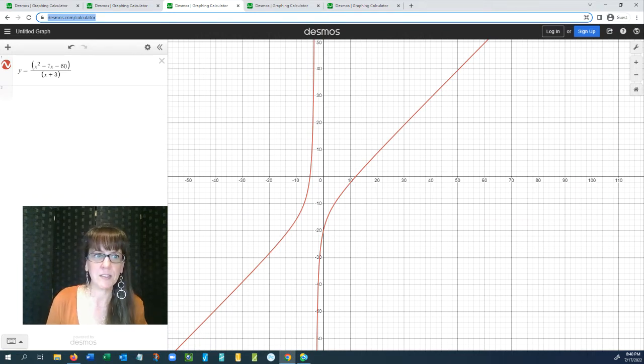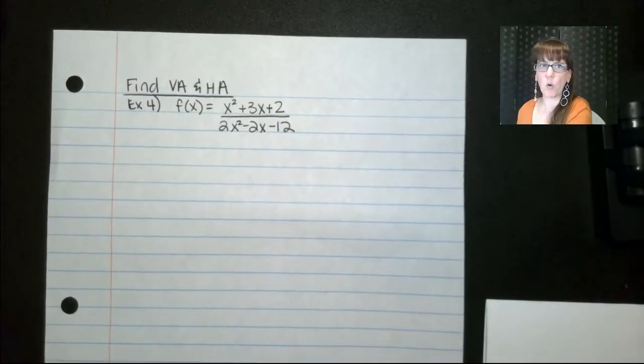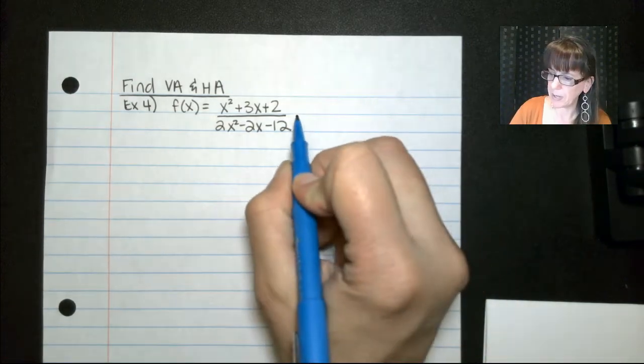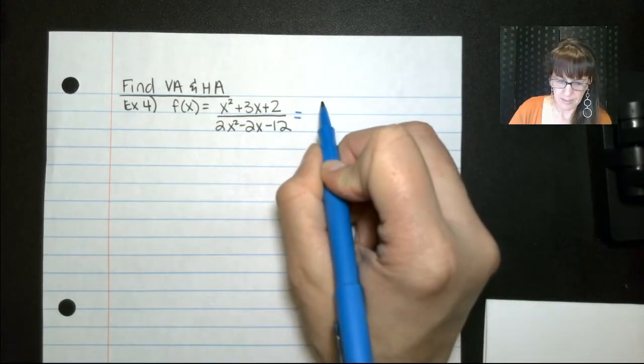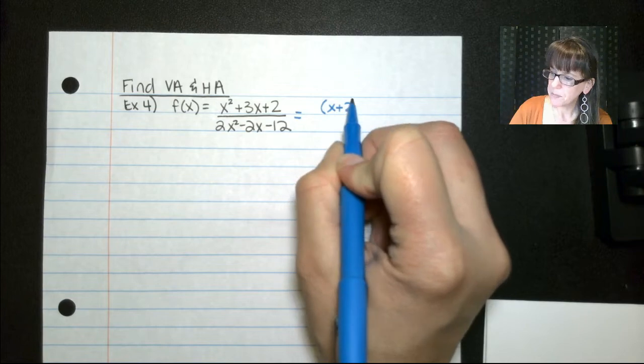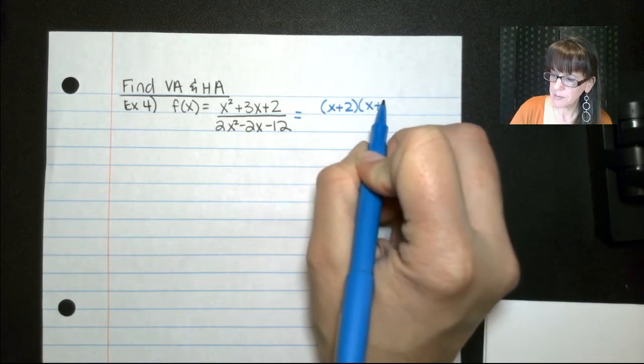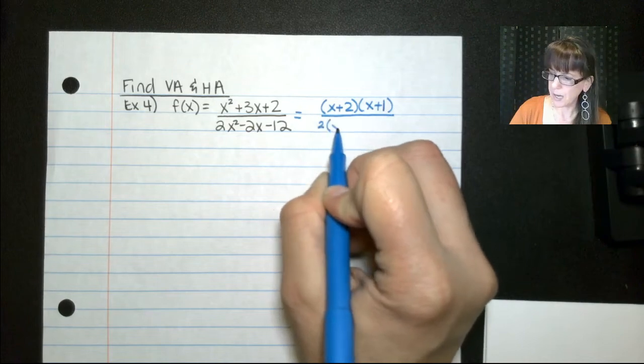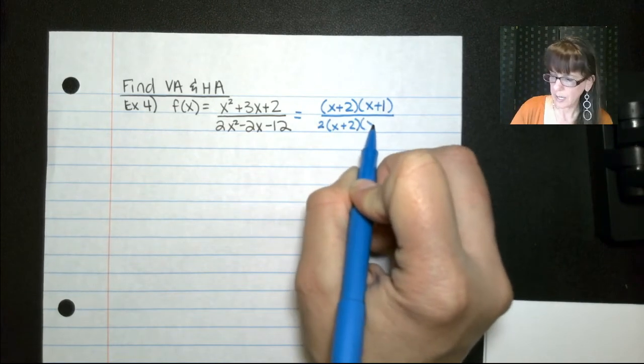Okay, so let's try our next one. One more example for you. We want to find the vertical and horizontal asymptotes of this guy right here. So again, we want to make sure that we can factor that first. So if we factor that, we end up with x plus 2, x plus 1 over 2, x plus 2, x minus 3.